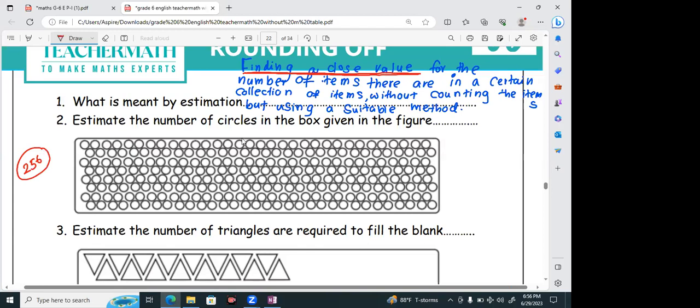Everyone, you have to calculate this. I will give you some minutes. Someone says it is 256. Others also try.